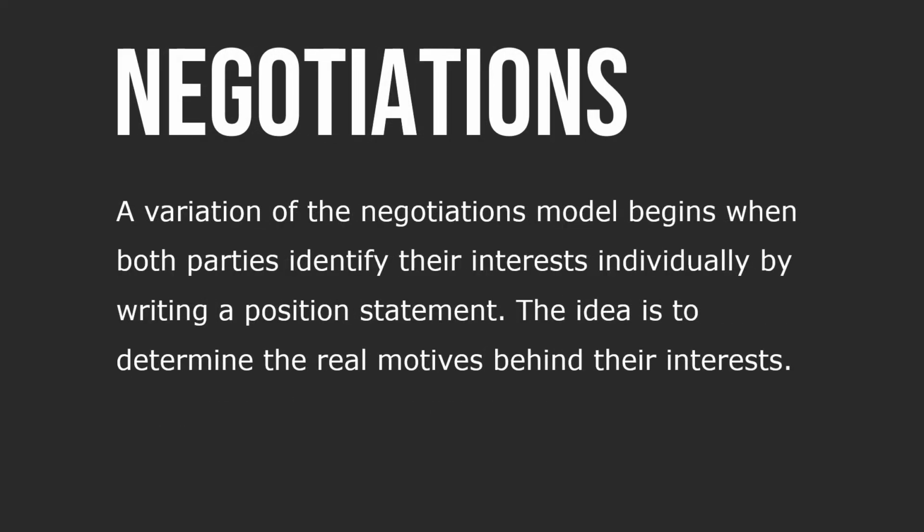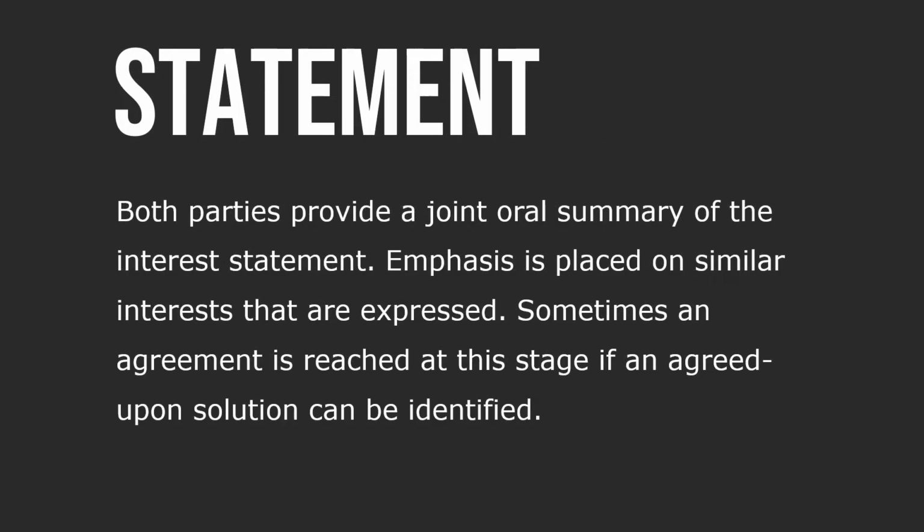A variation of the negotiations model begins when both parties identify their interests individually by writing a position statement. The idea is to determine the real motives behind their interests. Both parties provide a joint oral summary of the interest statement. Emphasis is placed on similar interests that are expressed. Sometimes an agreement is reached at this stage if an agreed-upon solution can be identified.